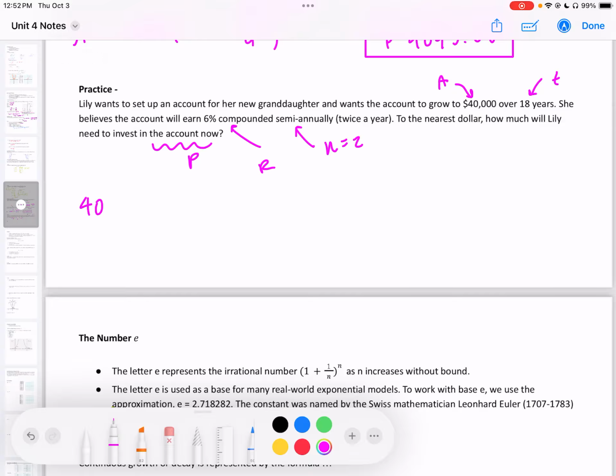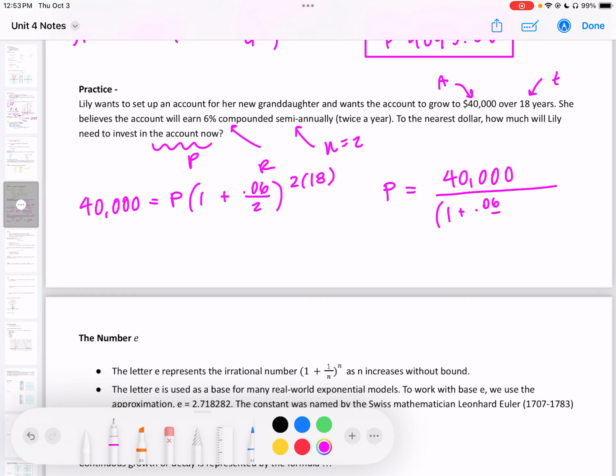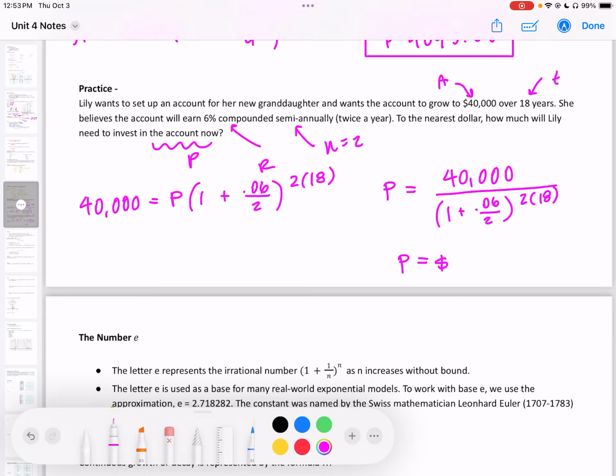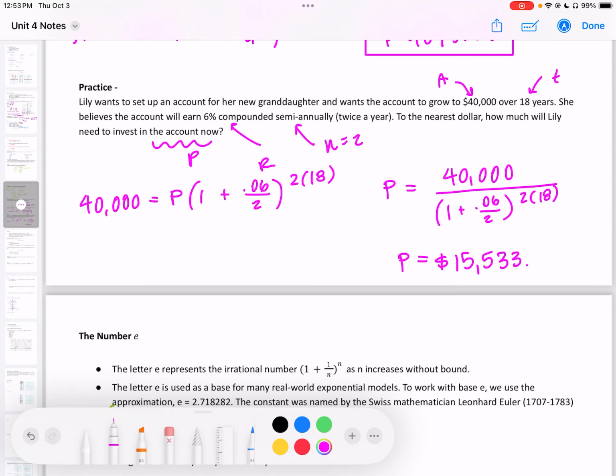We're going to have 40,000 equals P times 1 plus 0.06 divided by 2 to the power of 2 times 18. What's going to end up happening is you're going to say P equals 40,000 divided by 1 plus 0.06 divided by 2, to the power of 2 times 18. So if she wants to have $40,000 in the account in 18 years, she needs to go ahead and put $15,533.48 into the account today.